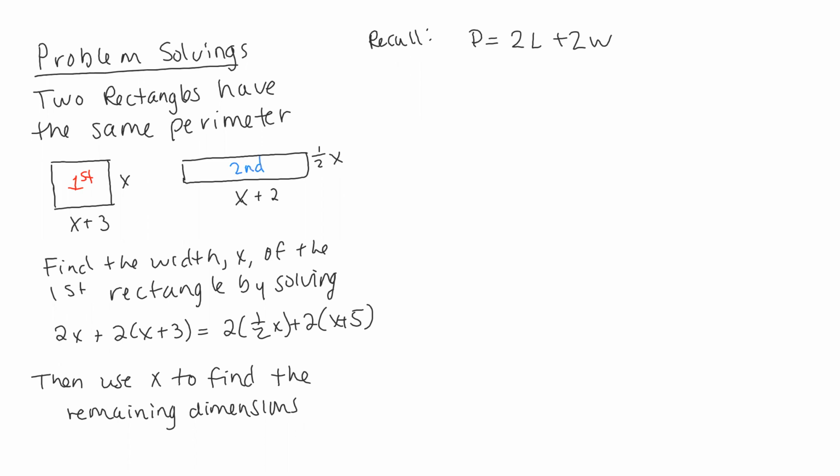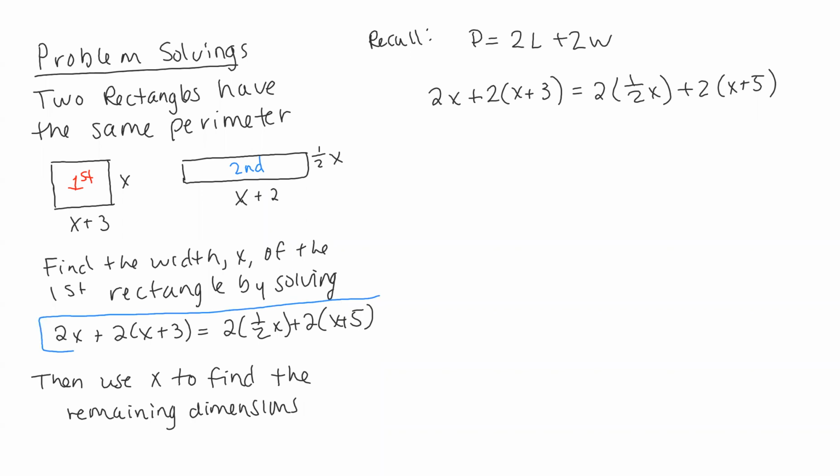If we look at the first rectangle, the perimeter is going to be 2 times x, that's 2 times the width, plus 2 times the length, which is x plus 3. Now, we know that these 2 rectangles have the same perimeter, so we're going to set the perimeter of the first equal to the perimeter of the second. So if I look at the perimeter of the second, 2 times the width is 2 times 1/2 x, and 2 times the length is 2 times x plus 5. And if you look at what we just created here, that's the equation that was given to us.